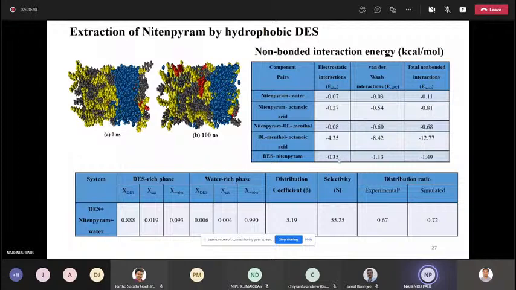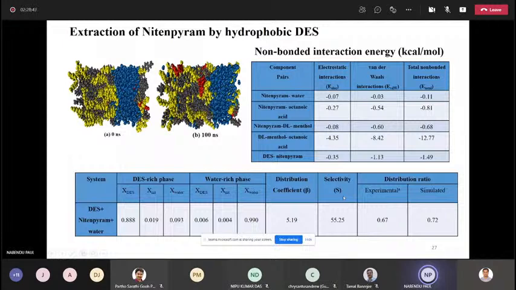So let us go to the analysis part here. For the DS rich phase, we have calculated the mole fractions of each component in the DS rich phase and also the water rich phase, and then we calculated the distribution coefficient and the selectivity. Distribution coefficient is the ratio of mole fraction of the drug in the DS rich phase and the water rich phase, which is coming 5.19, which is good.